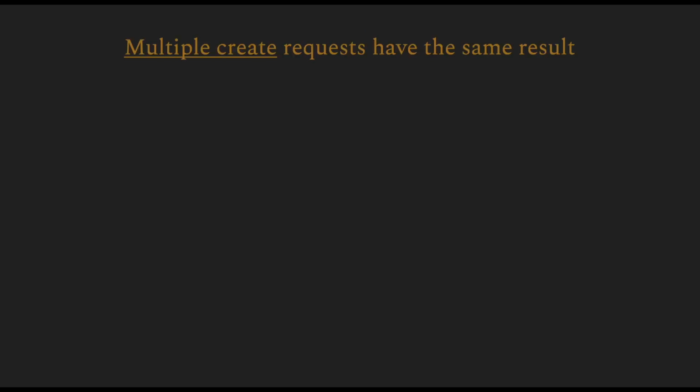So multiple create requests in the case of put give the same response. And this kind of property is called idempotence. It's a very important term used in HTTP. Some requests have idempotence, which means multiple requests return the same response. For example, get. If the entity exists, multiple gets give you the same value. If the entity doesn't exist, multiple gets give you the same 404 not found value.